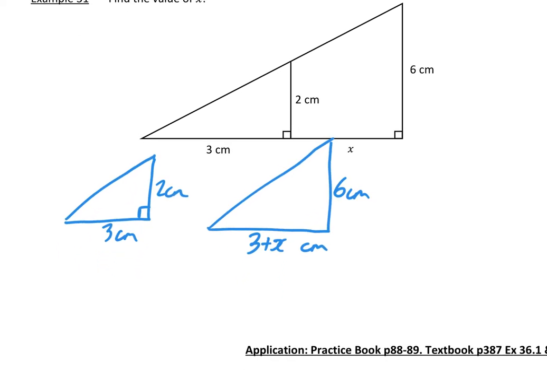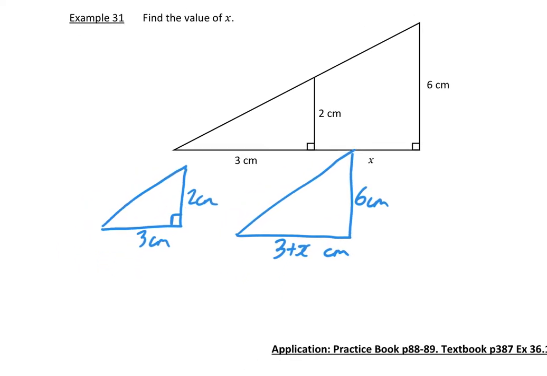So we can clearly see that the side 2 becomes 6, and we could easily work out what the scale factor is to get from 2 centimeters up to 6 centimeters. And then we can get from 3 to 3 plus x by multiplying by the same scale factor. So I think we'll just do this using the scale factor method. I'm going from the small triangle to the big triangle. So small triangle is 2, and then 2 times what gives you 6? Hopefully you'll realize that 2 times 3 gives you 6.